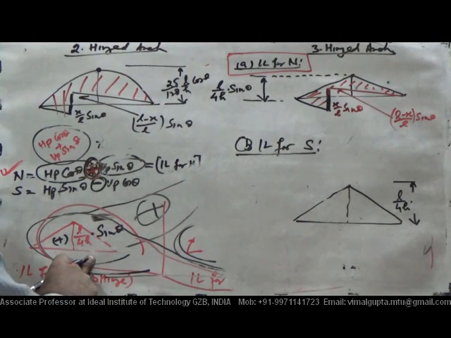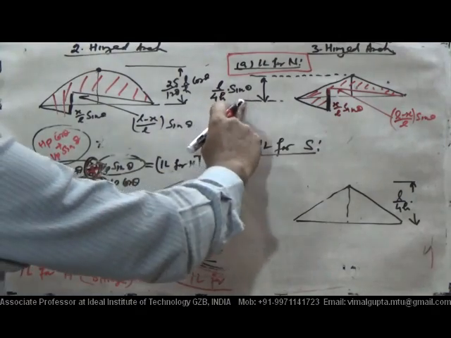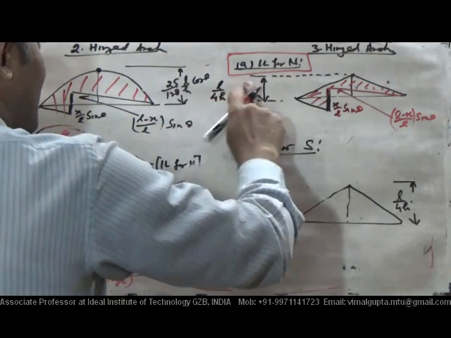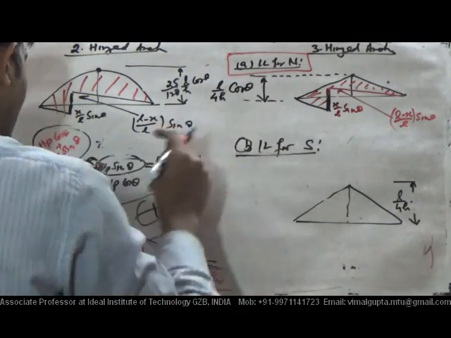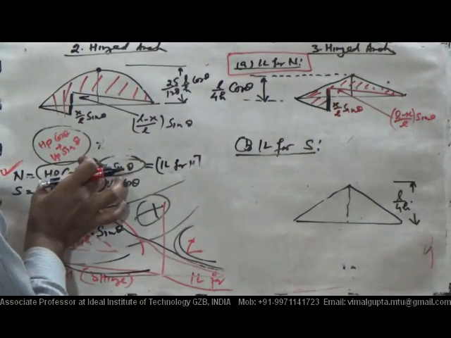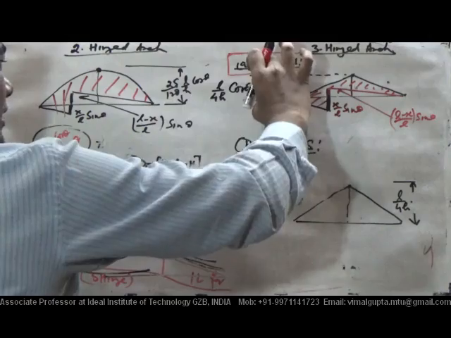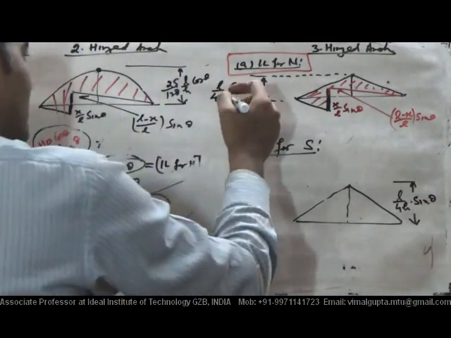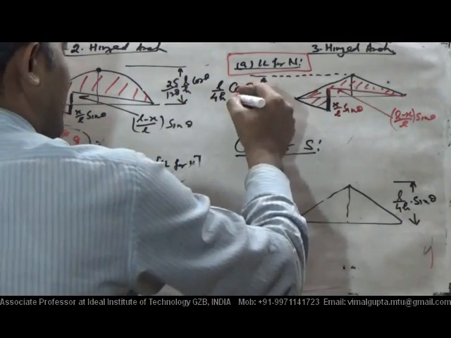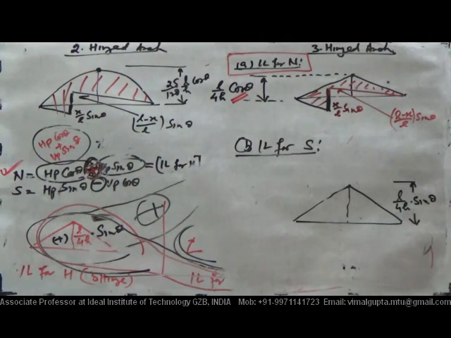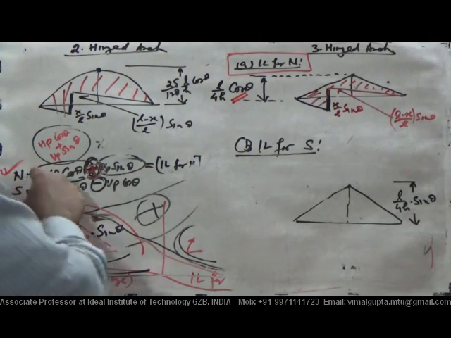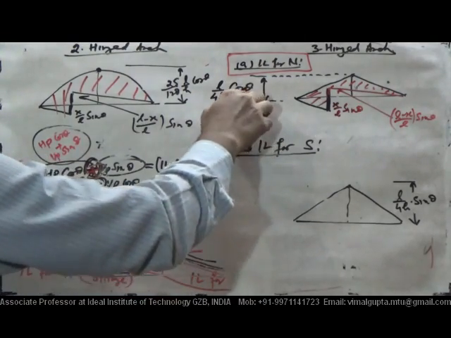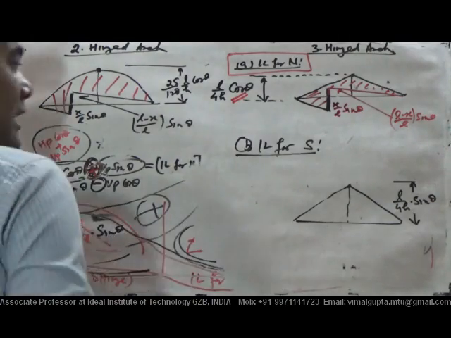Why have I multiplied by sin theta? It should not be, no? It should be cos theta. Why cos theta? Because N was HP into cos theta, so that ordinate should be multiplied by cos theta. Here it would be multiplied by sin theta. So make that correction over here. Because it was for N, so HP into cos theta. That's why you have to multiply cos theta in place of the earlier sin theta.